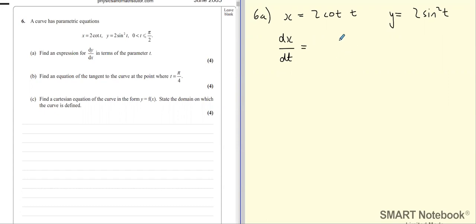Okay, so yeah, that's good. You should remember that cot t differentiated is minus cosec squared t. So this then becomes minus 2 cosec squared t. I've done that, nice and easy, nothing too bad. What do I need to be careful of when differentiating y, please?